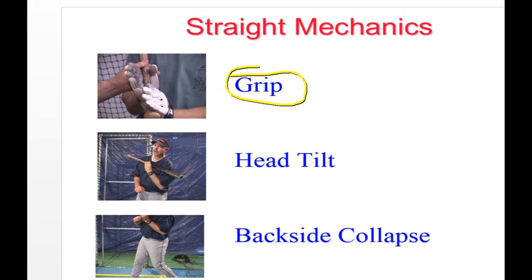The first one was grip, and the idea was to try to get the grip making the hands go in the same direction. In most grips, especially grips with a high elbow, you're going to see this top hand kind of go in that direction, and the bottom hand goes in the opposite direction. So when those two are going in different directions, they're going to cause the bat to go in different directions.